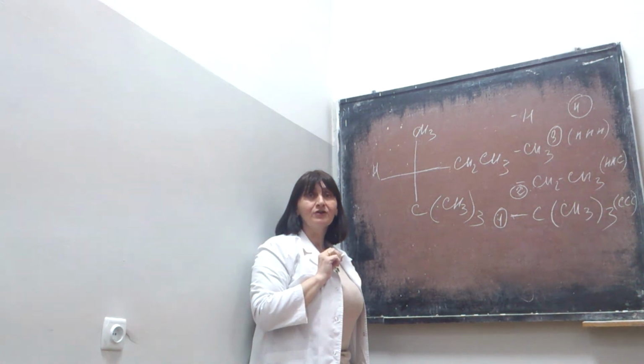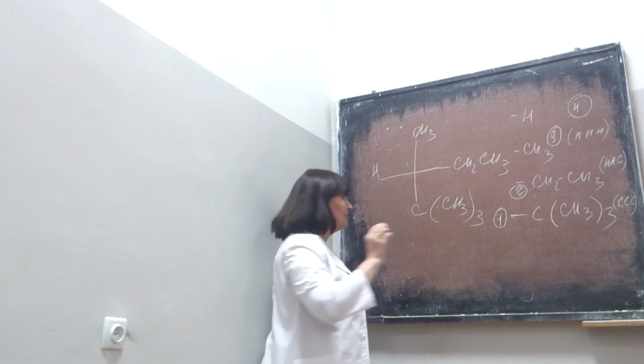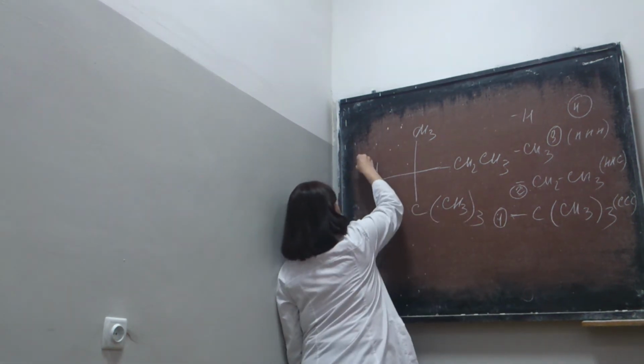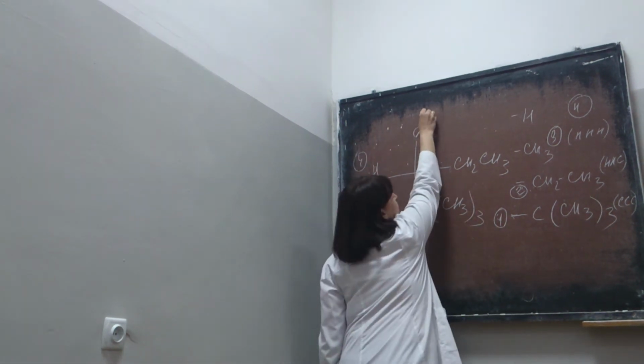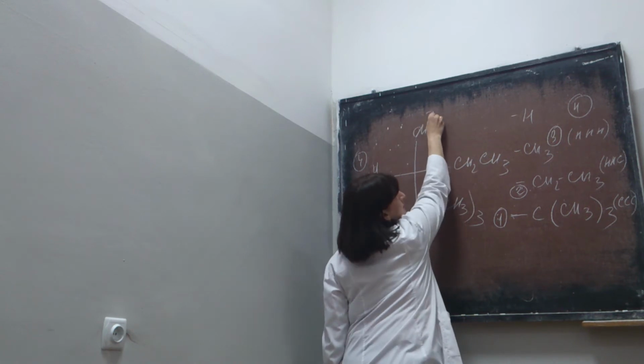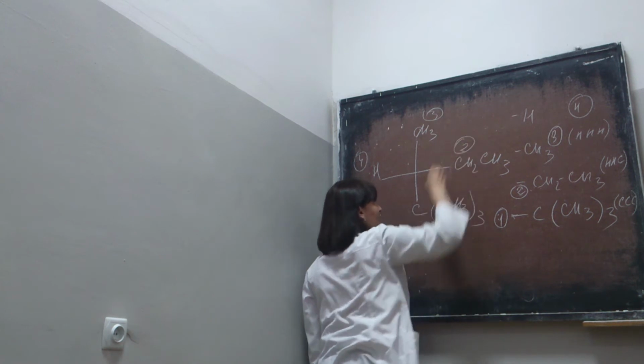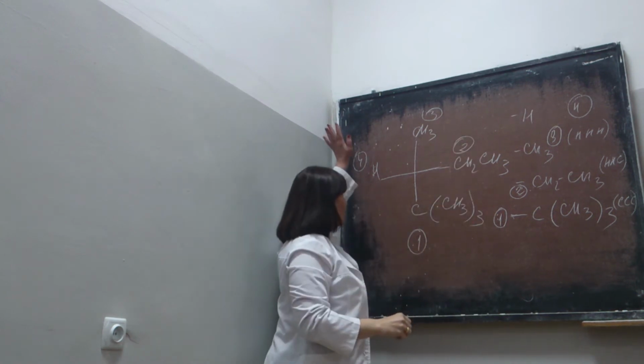Yes. Yeah. You got it or not? Yes. After that, write these numbers on this group. This is number 3, this is number 2, and this is number 1.